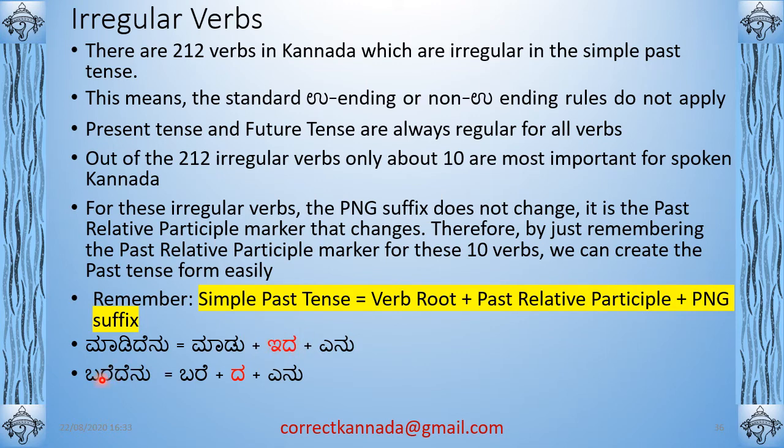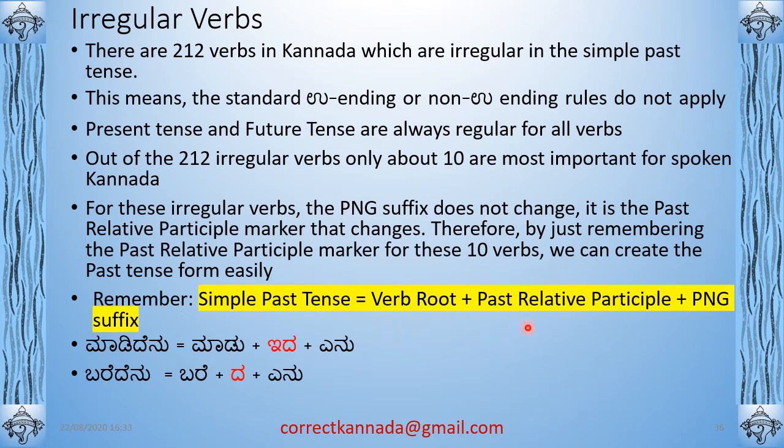If it's non-u ending, it will be baredenu. So bare plus the plus enu. This enu is the same, so it's not going to change for irregular verbs. What is going to change is the red ones, the simple past relative participle. In other words, as long as you know the past relative participle of any verb, you will automatically be able to put together the tense.